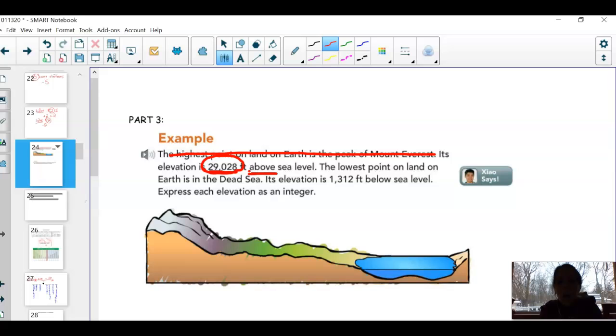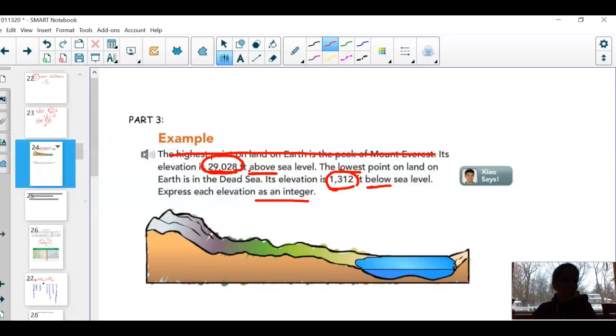The lowest point on land, on earth, is in the Dead Sea. Once again, this is context. Otra vez, este es contexto. Its elevation is 1,312 feet below or bajo sea level, nivel del mar. Express each elevation as an integer, como un número entero.